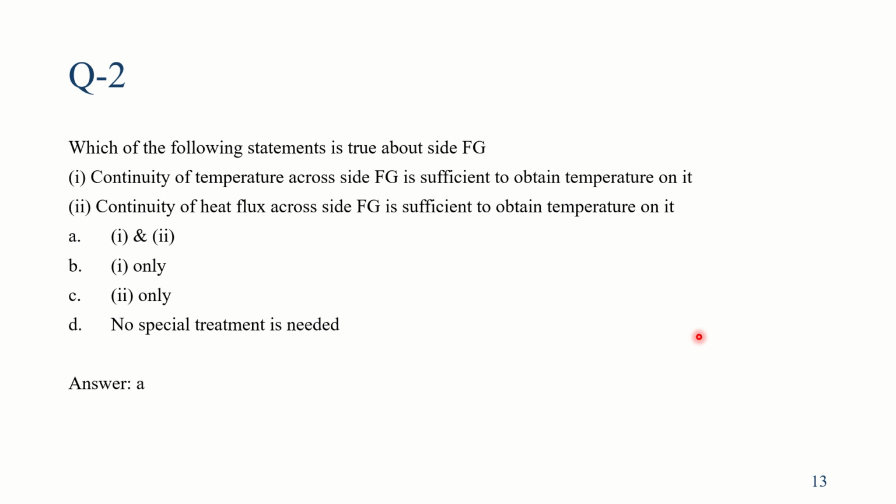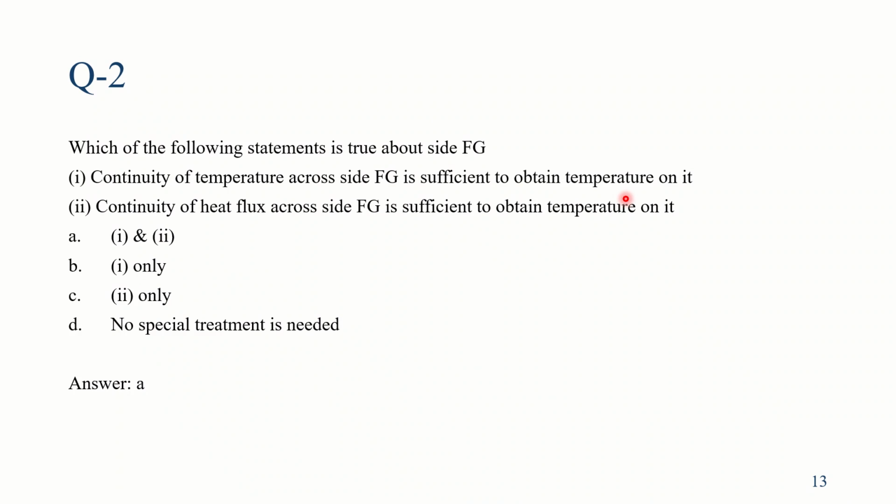What is happening is that we have FG at the bottom, right? EFGH. So along FG, which of the following statements is true? The first one is continuity of temperature across FG is sufficient to obtain temperature in it. So if we have continuity of the temperature, we can say that FG has this particular temperature.